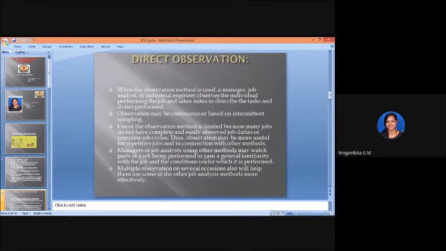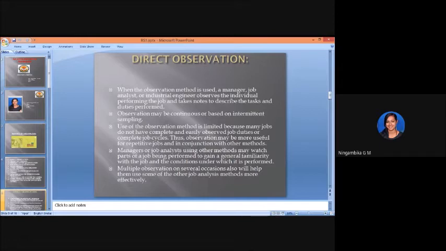Direct observation, as the title says, is about observing things directly. When the observation method is used, a manager or a job analyst or an industrial engineer observes the individual performing the job. The manager will go to the place where there is a job opening. He will analyze that particular post, and because a few people are in the notice period, they'll go and check what work they are doing, what responsibilities they are taking care of, and what type of tasks and duties are performed. They'll analyze it in detail. That is direct observation.